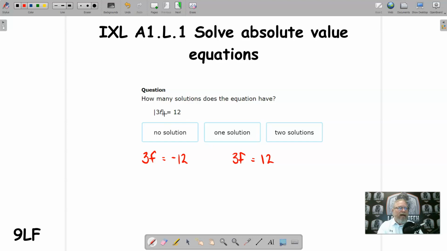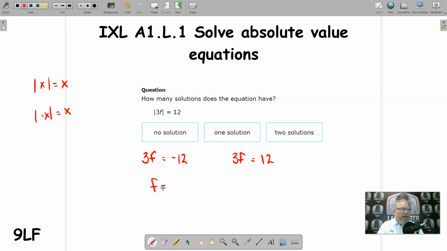So here we have 3f equals negative 12 or 3f equals positive 12. The reason for this is, if we take the absolute value of x, it equals positive x. But also, if we take the absolute value of negative x, it equals positive x as well. So you see that we have a positive version and a negative version concept here. That's why we set up 2 special cases, one positive and one negative. Now, from here, we solve each of these little mini equations that we've created from the original equation and see what those solutions are.